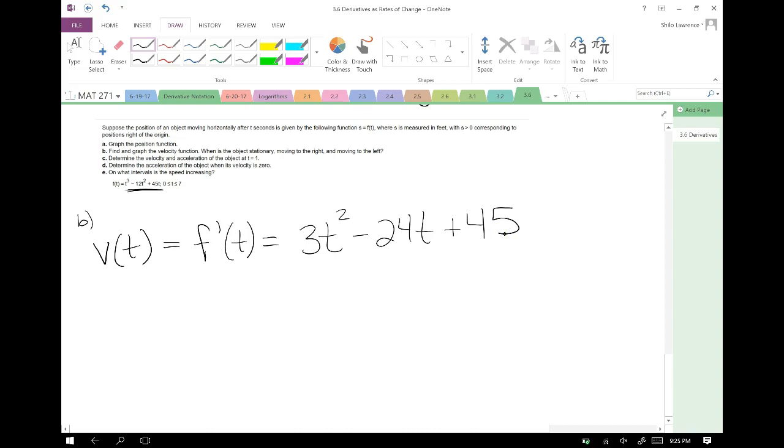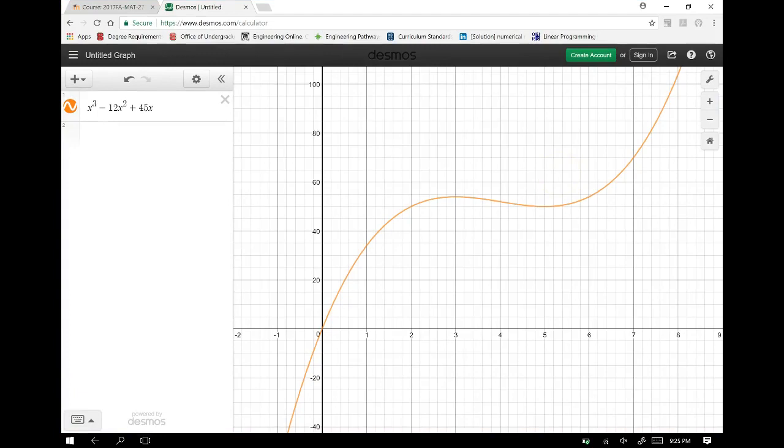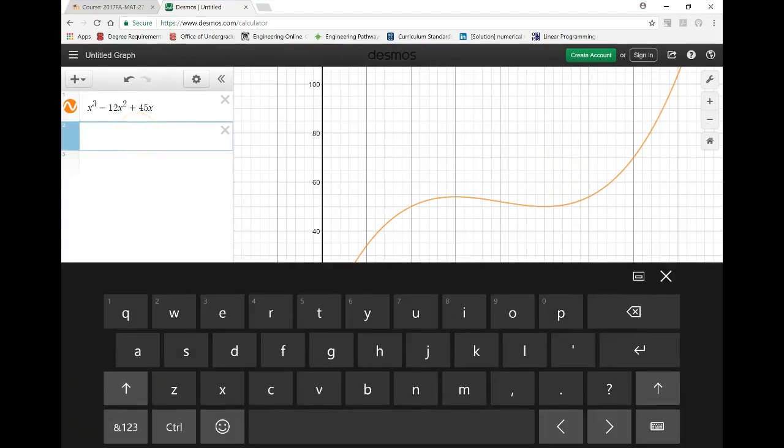So when we graph this, we have two options, and I'm going to show you both of them. Since the derivative was really easy to find on our own, we can just type in 3t squared minus 24t plus 45. And I'm going to type that in for the second one so I can see them both on the same graph.